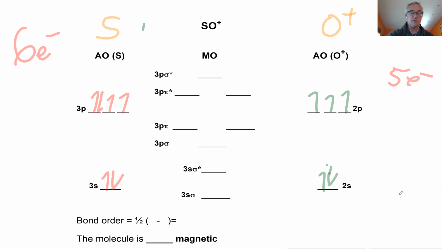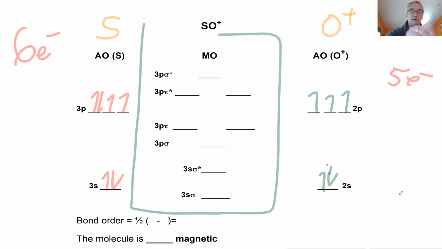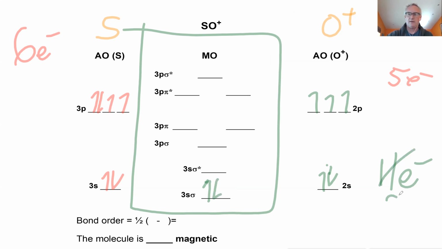Now we move into the molecular orbitals. So the total number of electrons we need to fill in is 11: 6 from sulfur, 5 from oxygen plus. So where do we start? The 3s sigma. Do I put 2 in there? Yes, 2. All right, now I got 9.